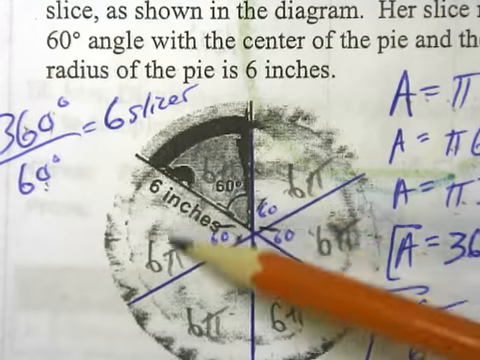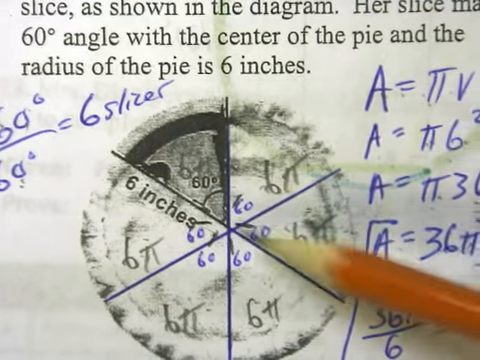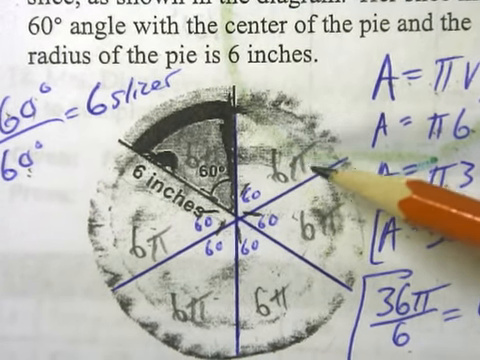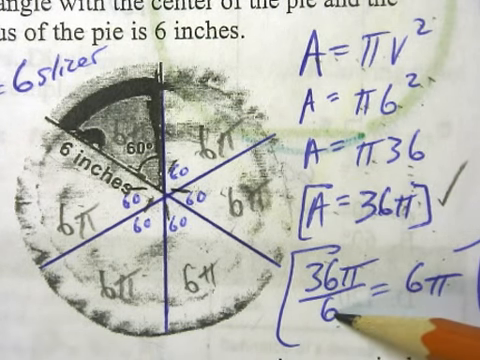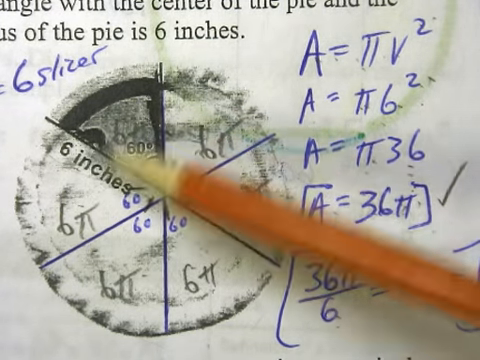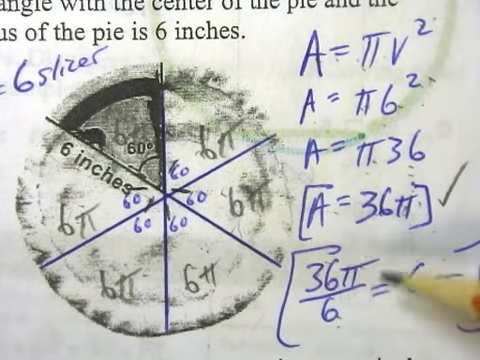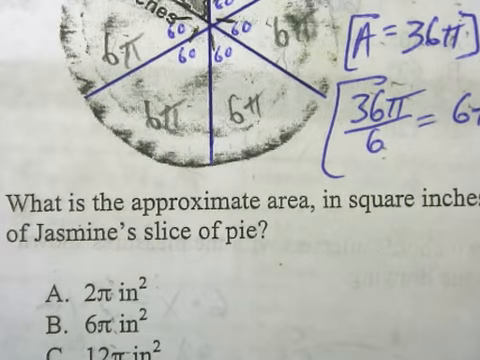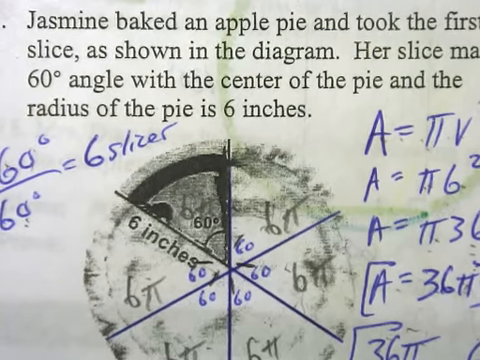Well, I know that a circle has 360 degrees. So if I take the 360 that I'm supposed to have, and I divide it by 60, I know that I'm going to have 1, 2, 3, 4, 5, 6 slices. So if the entire pie is 36 pi, and I have 6 slices, and all I want is 1 slice, well, I can take 36 pi and divide it by 6, which is going to give me 6 pi. So each one of these slices is going to be 6 pi. And if I add up all the 6 pis, I get 36 pi, which is why my answer is choice B.